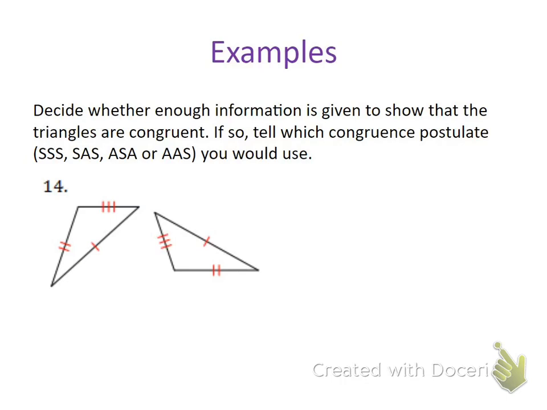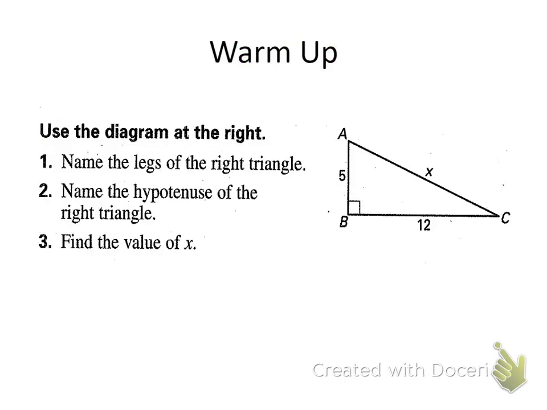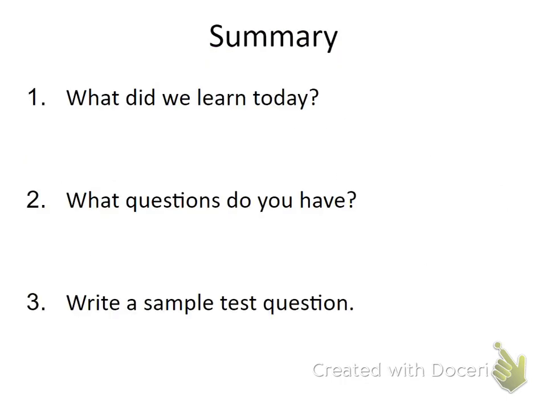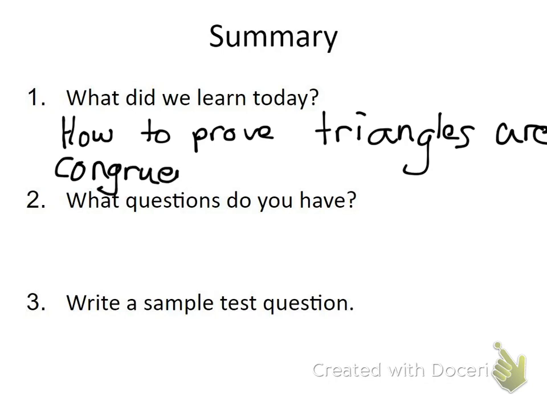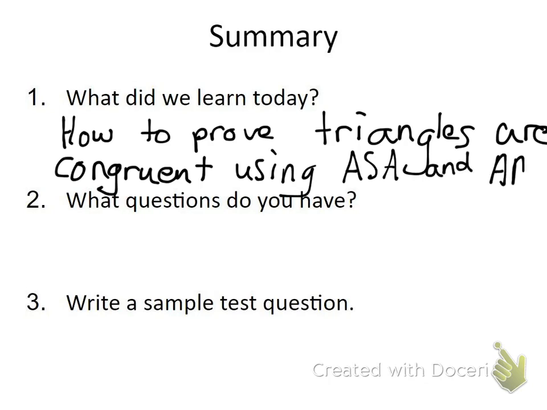All right. Let's just do the summary. Let's make it a really nice one, and then we'll be done. What do we learn? We learned how to prove triangles are congruent using, what were the two we learned today? Angle, side, angle, and angle, angle, side.